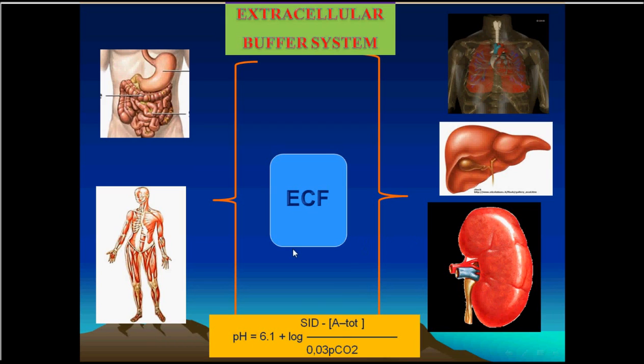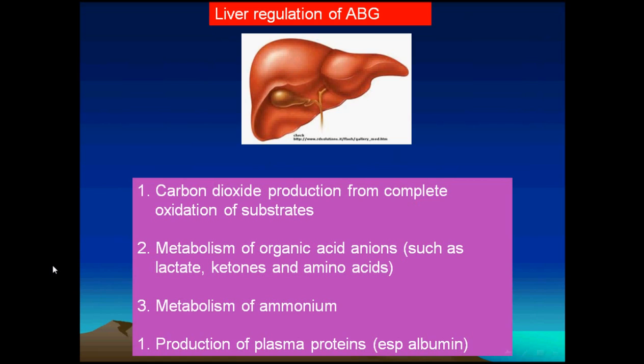So the imbalance here is either overproduction beyond the capacity of the kidney or the lung, or the lung or kidney are not able to excrete the normal daily production of these acids. So this makes the imbalance, and in this case you will have the problem we call acidemia.